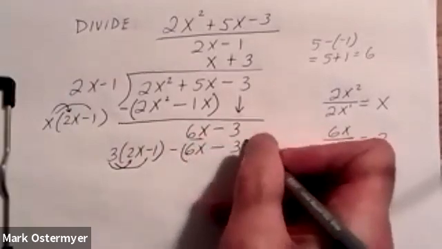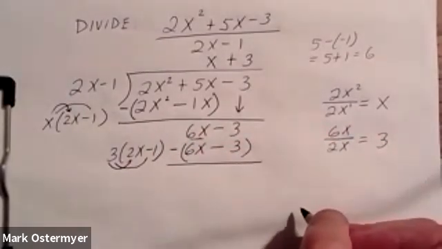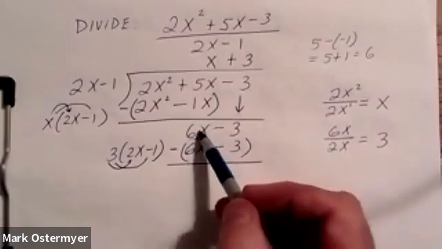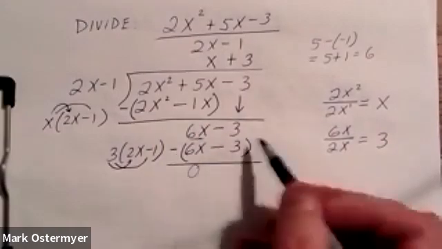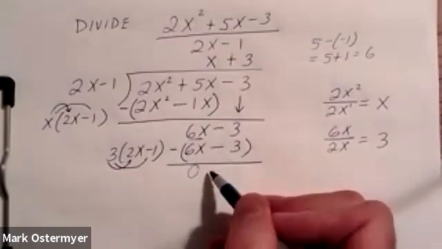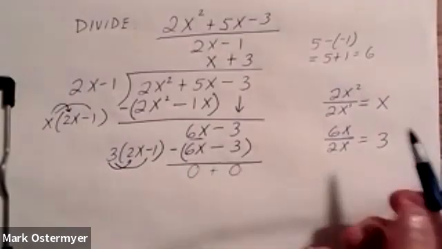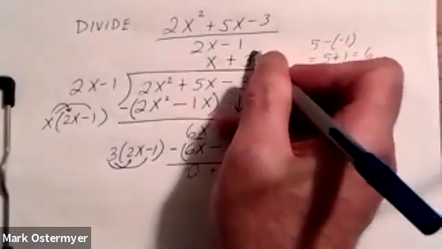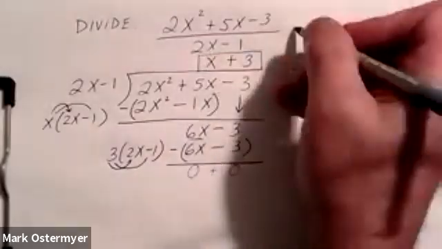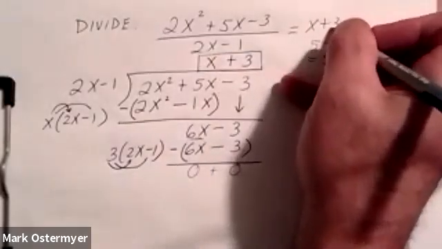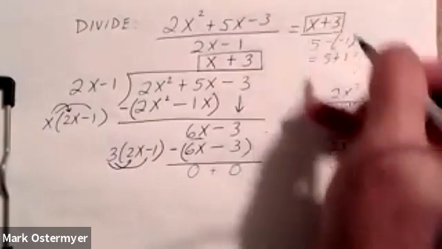Subtract off the whole polynomial. What's 6x minus itself? 0. What's -3 minus itself? 0. Remainder is 0. What's my quotient? X plus 3. X plus 3, ladies and gentlemen, is your quotient. That's your answer.